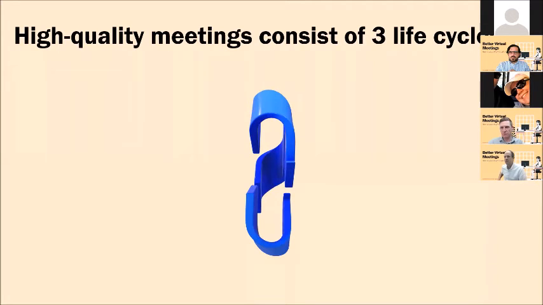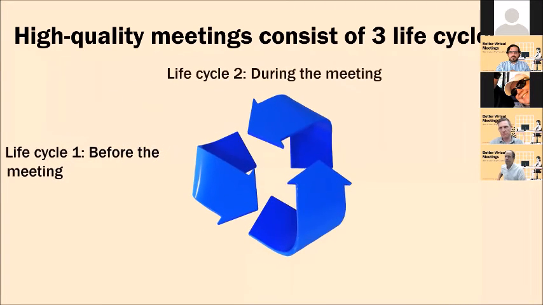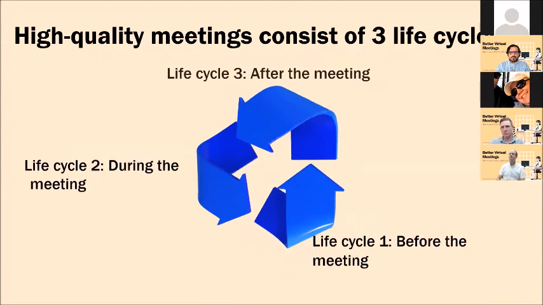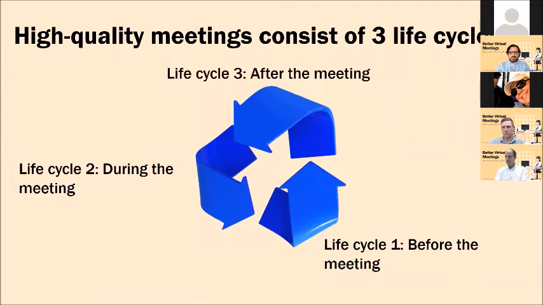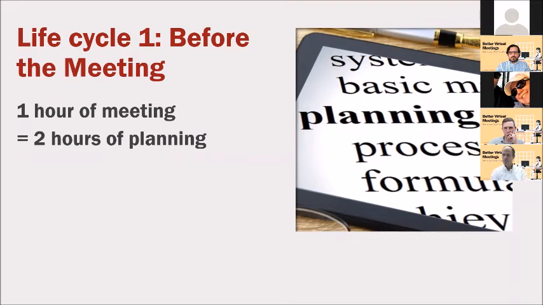So all high quality meetings consist of 3 main life cycles. Life cycle 1 is before the meeting. Life cycle 2 is during the meeting. And life cycle 3 is after the meeting. So high quality meetings, both in-person and remote, take a good deal of planning. A helpful rule of thumb is for every 1 hour of expected meeting time, it will take 2 hours of preparation on your part, because most of you had indicated that you are the facilitators for the meetings that you have.